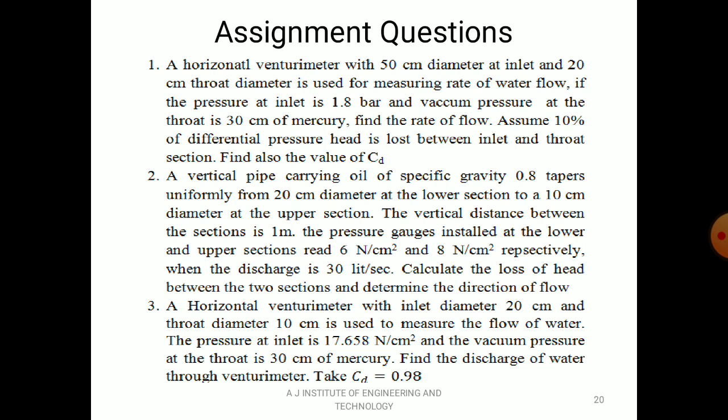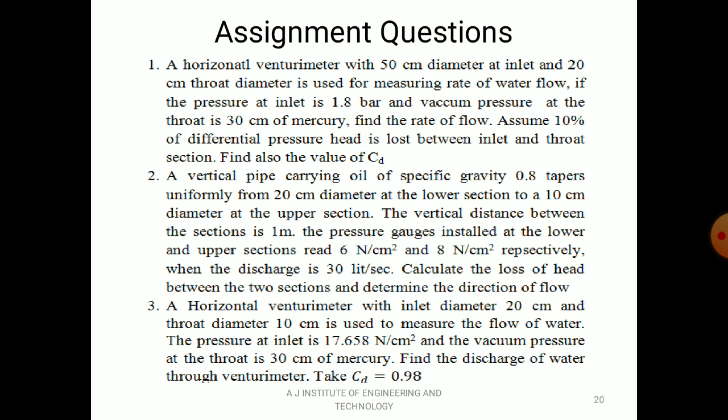Then pressure gauges are installed at the lower and upper sections. I have taken the lower section as 1 and the upper section as 2. So P1 equals 6 Newton per centimeter square, P2 equals 8 Newton per centimeter square. When the discharge is 30 liter per second, so Q equals 30 liter per second, 30 into 10 to the power minus 3 meter cube per second.